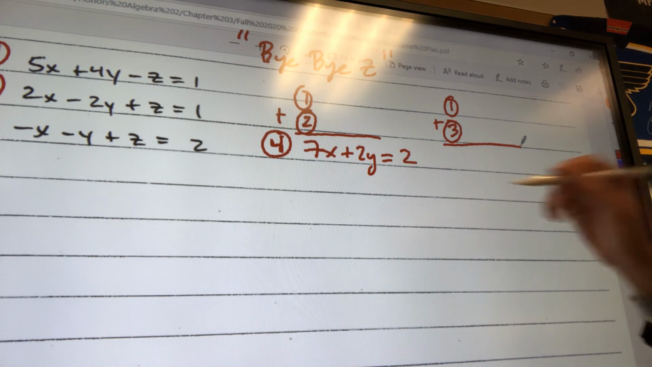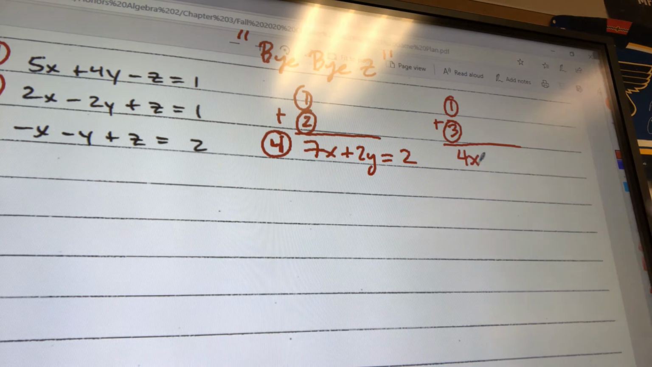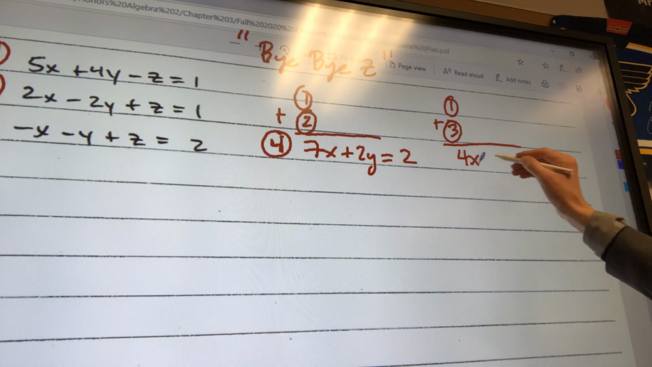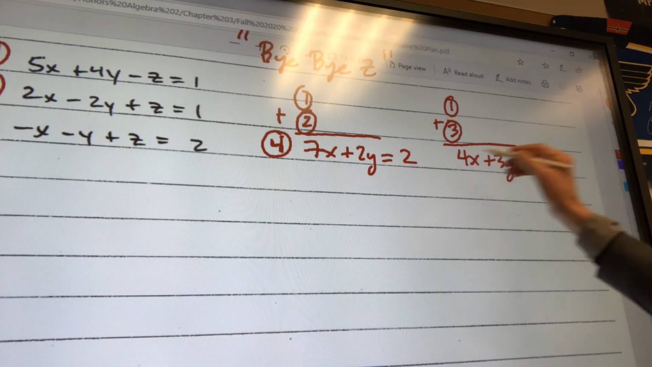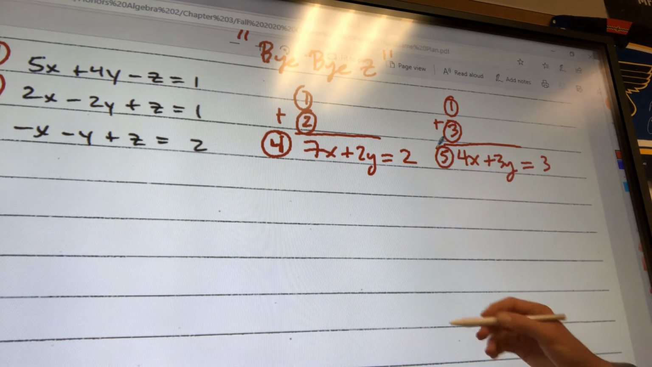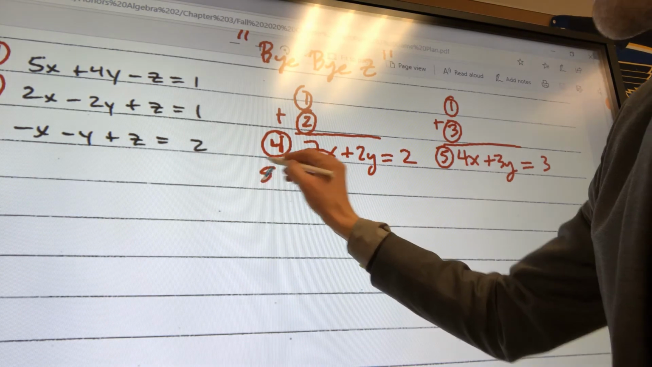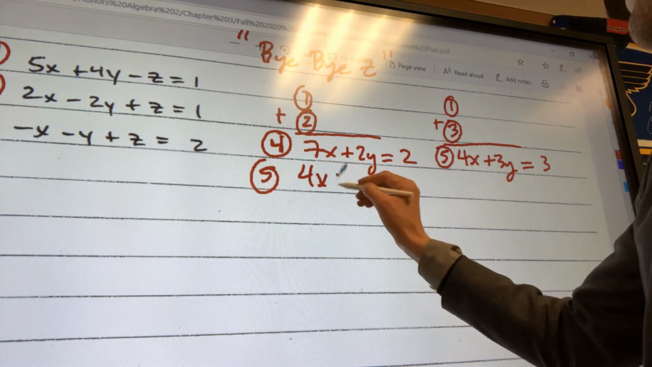5x plus a negative 1x is 4x. 4y plus a negative 1y is 3y. The z's cancel. 1 plus 2 is 3. That is equation 5. And I'm going to put equation 5 right under equation 4. And I'm going to see what I've got.